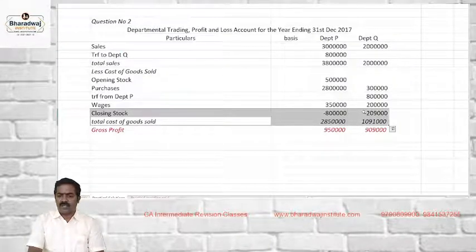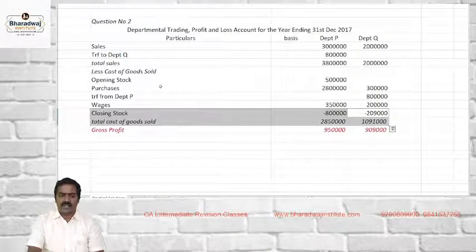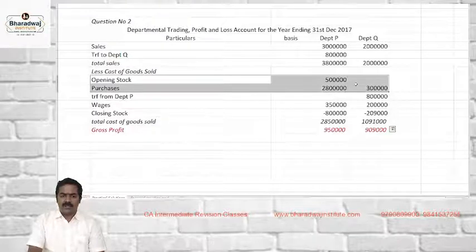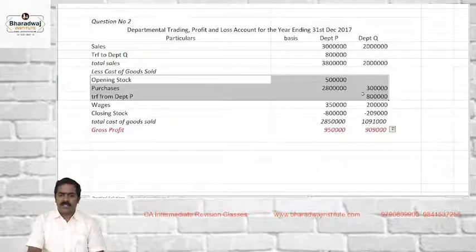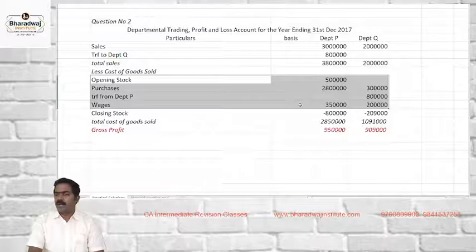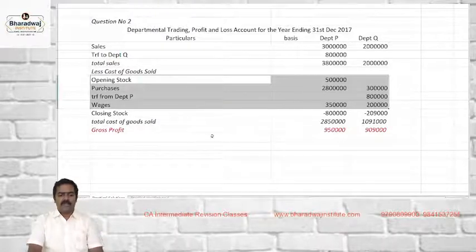Closing stock will come in the credit side. Then opening stock, purchases, transfer in P's column, wages, all these things would have been debited. When you prepare by ledger method, what is the gross profit?